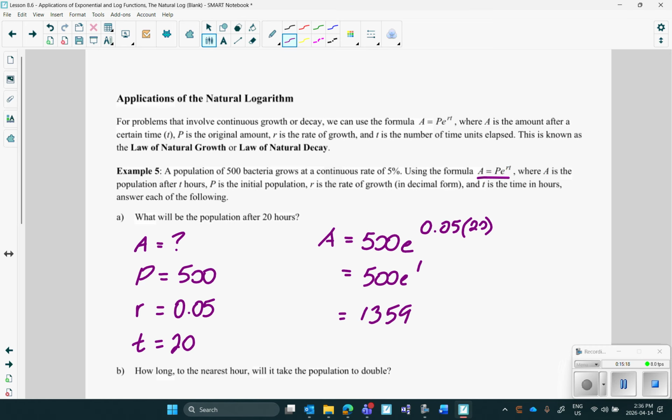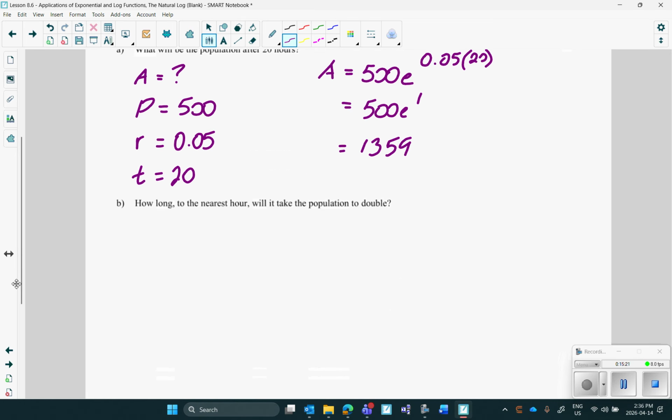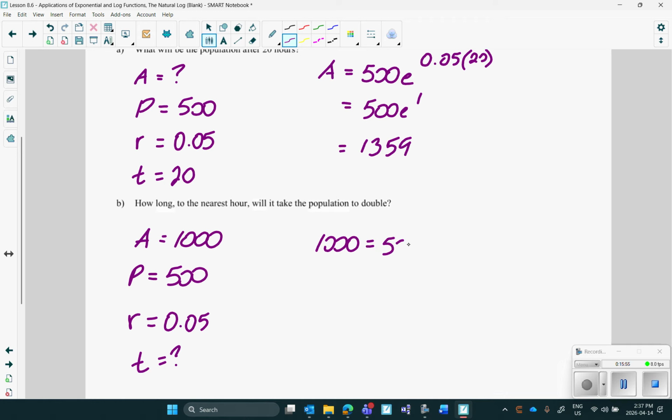But what if we're trying to find the time? How long will it take the population to double? What's the amount of P again? So what would be the amount of A? 1,000. R is still 0.05. T is what we're trying to find. So what does our formula look like? 1,000 equals 500 times e to the 0.05 t.